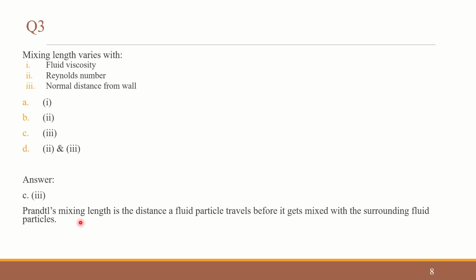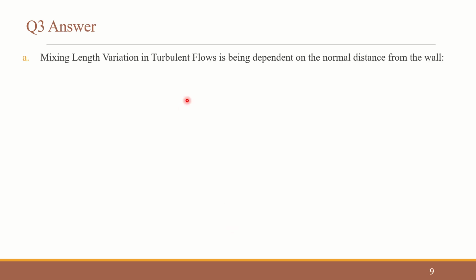Prandtl's mixing length is the distance a fluid particle travels before it gets mixed with the surrounding fluid particles. So it is the mean distance a fluid particle travels before it gets mixed with the surrounding fluid particles. It varies with the normal distance from the wall. Mixing length variation in turbulent flows is dependent on the normal distance from the wall.